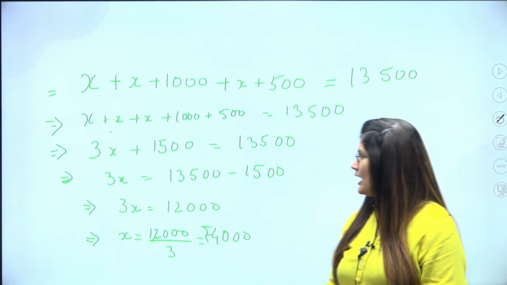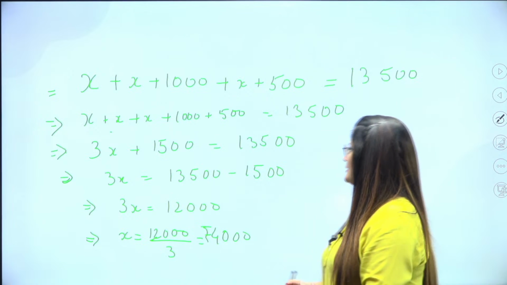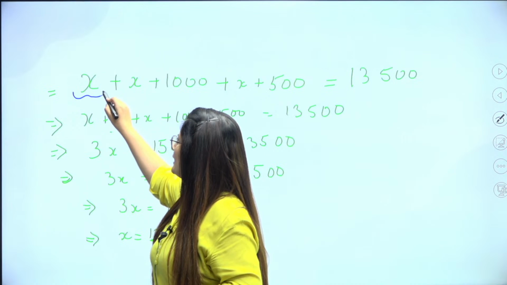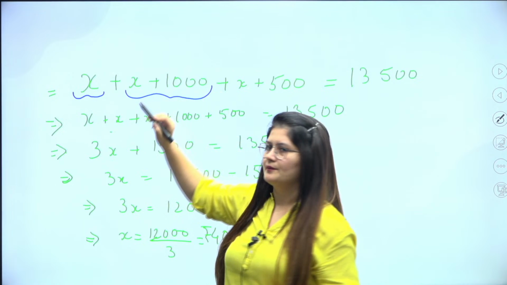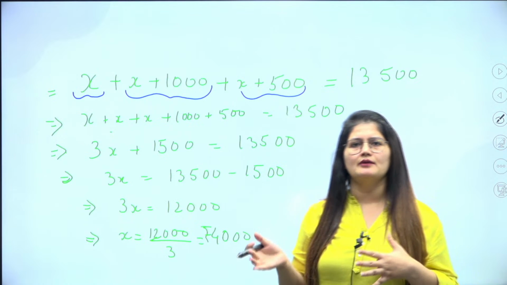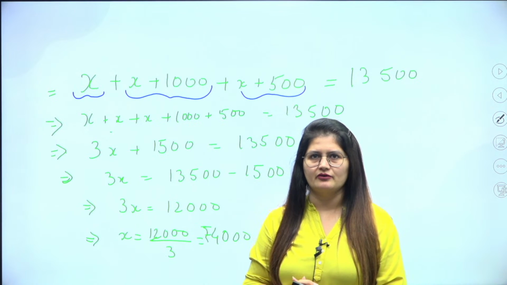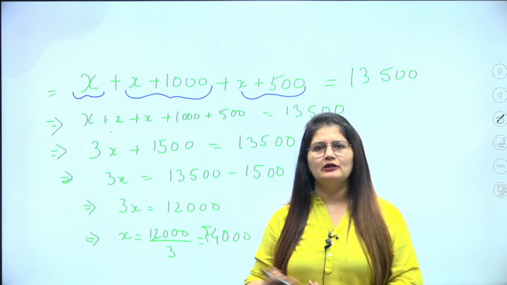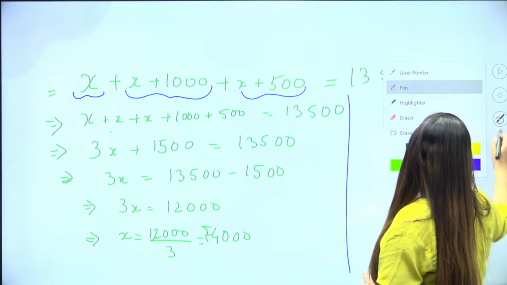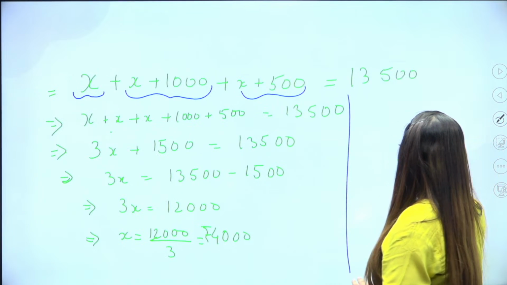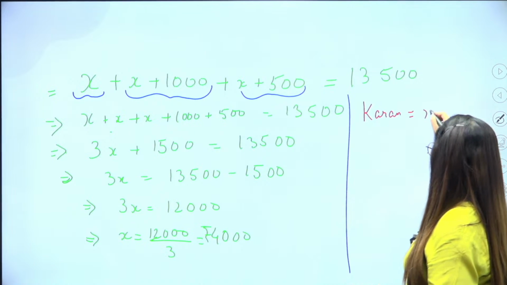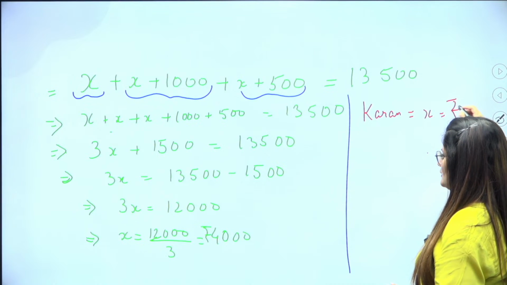Are you able to understand how we are solving the question? Right? So let me repeat the question once for you. This is the amount that Karan had, this was the amount that Sadia had, and this was the amount that Lucy had. So we know that the sum of all the three amounts is equal to 13,500. We have calculated it and got the value of x on that basis, right? So if we have to write the amount that all of them have got, the amount that Karan has got is equal to x, which is equal to rupees 4,000.